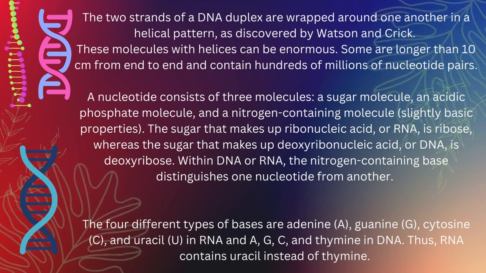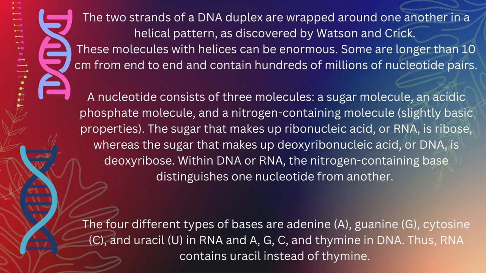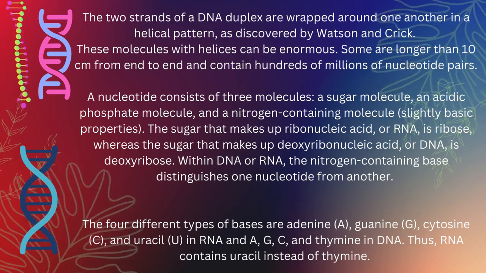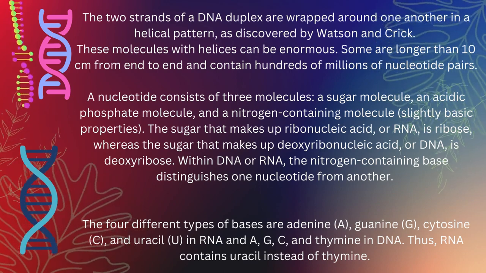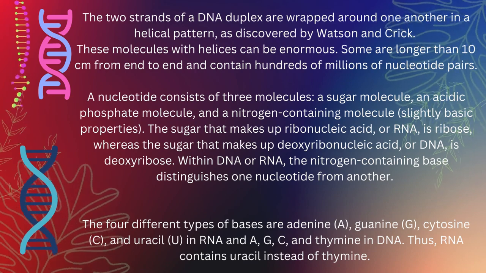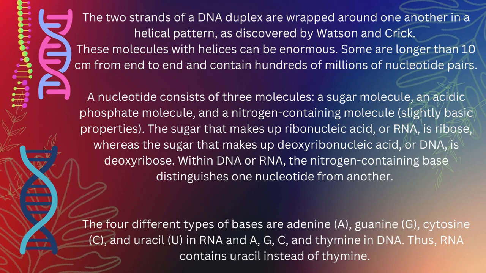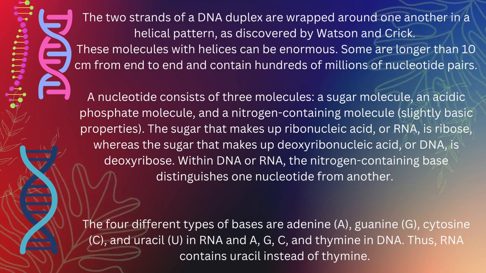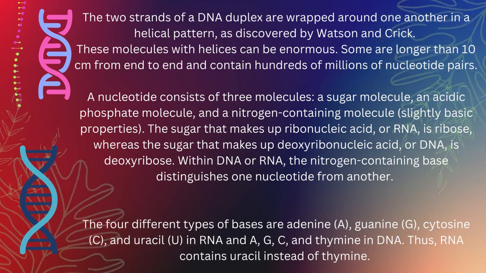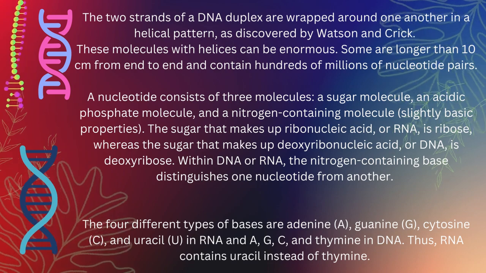A nucleotide consists of three molecules: a sugar molecule, an acidic phosphate molecule, and a nitrogen-containing molecule. It's slightly basic in nature. The sugar that makes up the ribonucleic acid, or RNA, is ribose, whereas the sugar that makes up the deoxyribonucleic acid, or DNA, is deoxyribose.